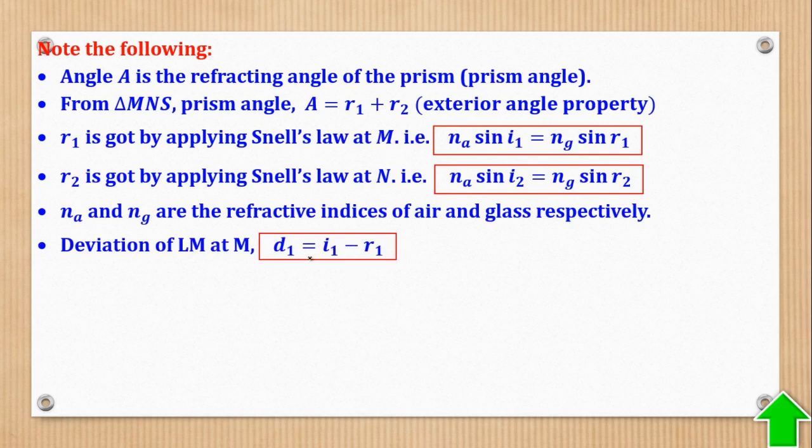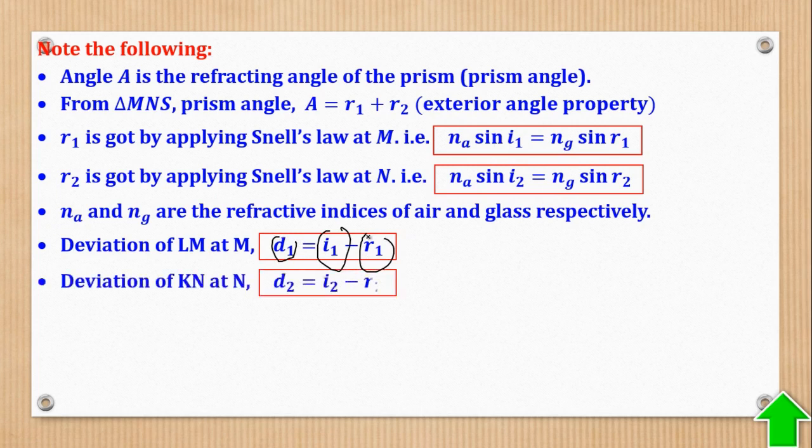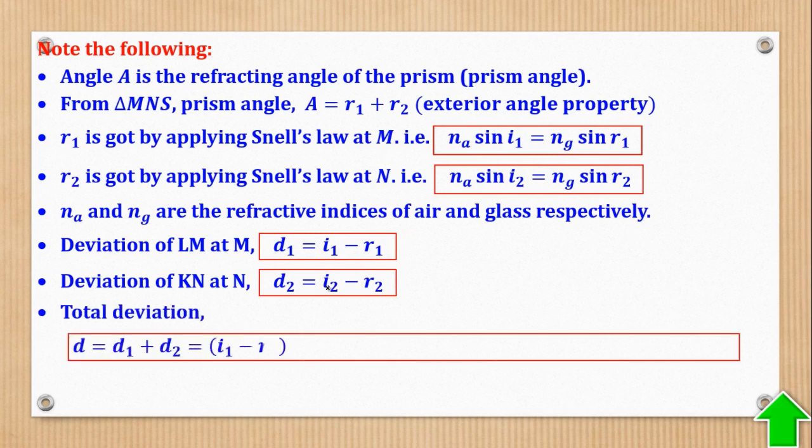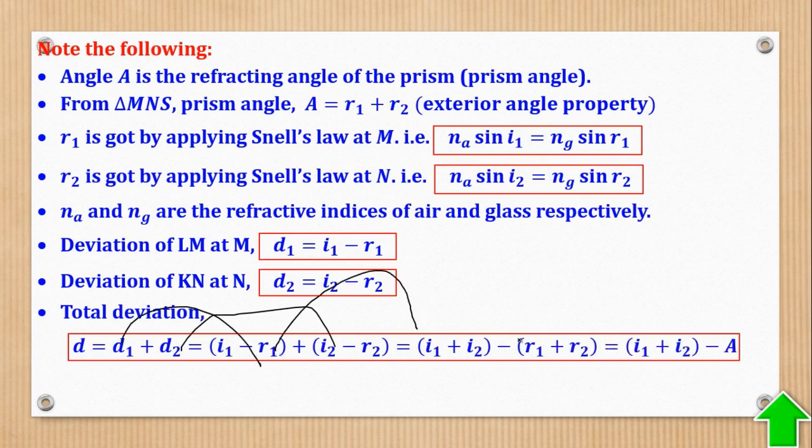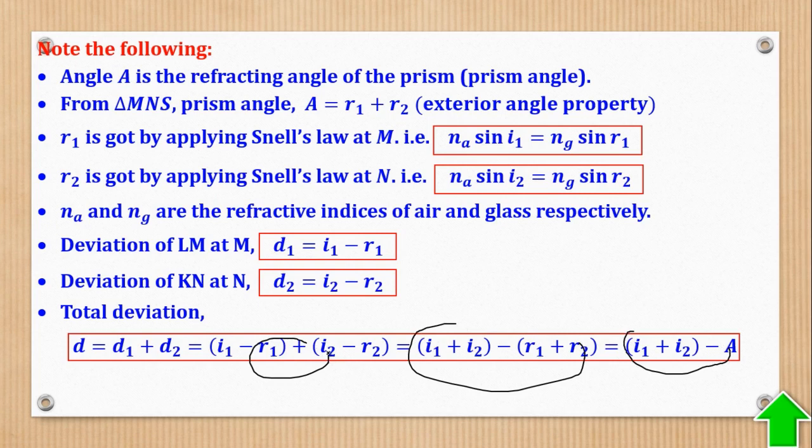And the deviation by geometry, D1 is equal to I1 minus R1. So all these ones are needed. So far we have seen this, this, this, this, and this is also needed. Deviation D2 is I2 minus R2. Therefore, total deviation is got by adding the two. When I add, D1 is here, D2 is here, collect like terms, I is alone and R is alone. Then I remember that R1 plus R2 is equal to A. So that is the expression for total deviation. You can use either this, or this, or this, whatever you feel like.